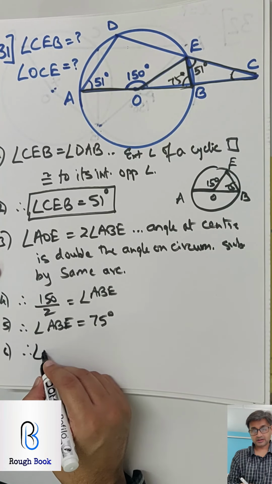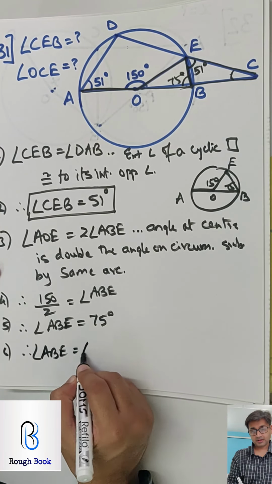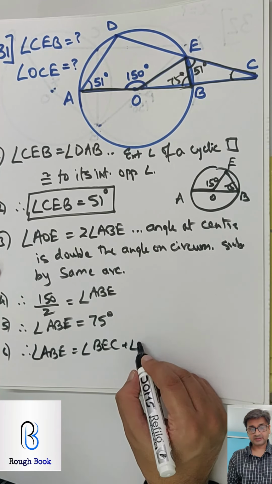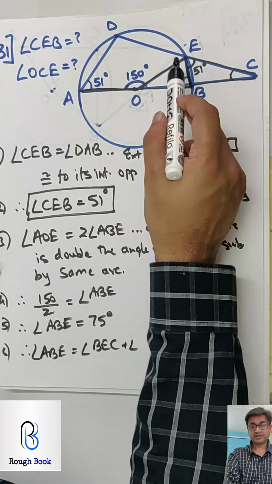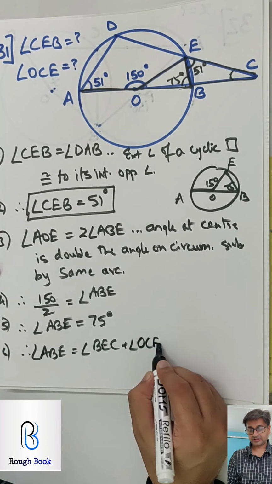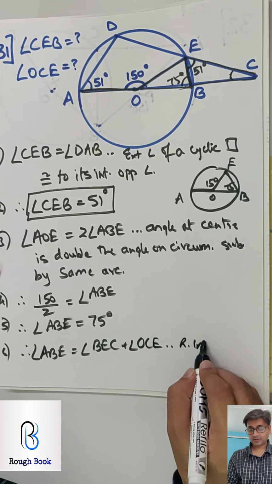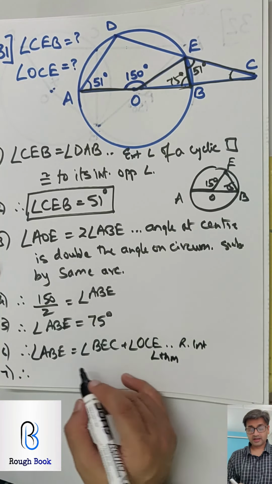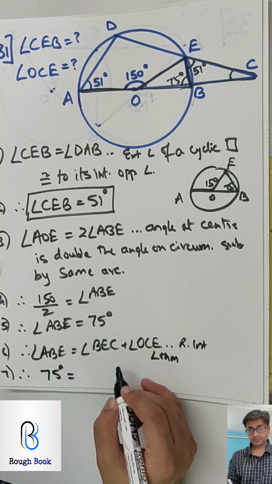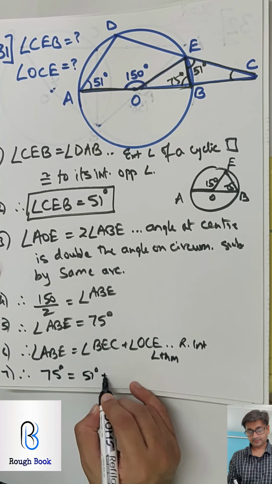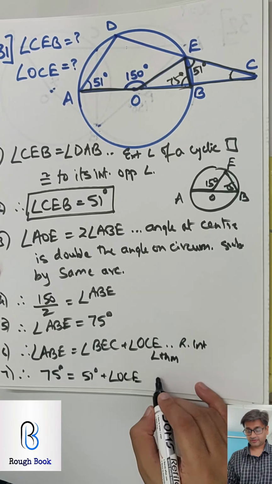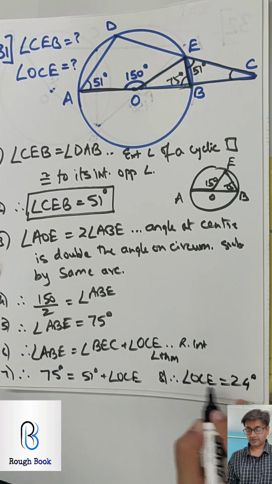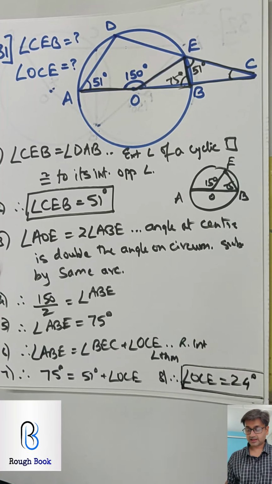So therefore angle ABE is equal to BEC plus BCE, or OCE, whatever. OCE, reason: remote interior angle theorem. Therefore ABE is 75, BEC is 51 plus OCE. So final statement, therefore angle OCE is equal to 24 degrees, and that's it.